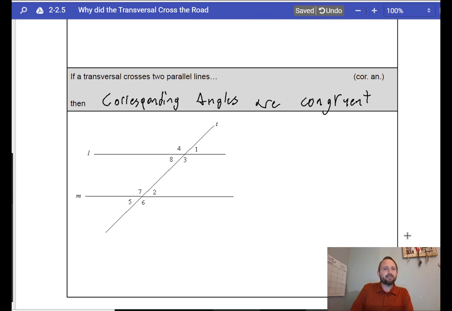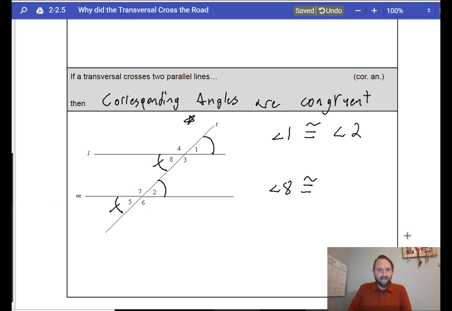So that means, hey, look, top right. What's the number for top right? Please say it right now. It's going to be 1. Okay, let's go down to the line M. What's the angle name of the top right? Okay, so I know that angle 1 is congruent to angle what? Because top right, top right. I know that angle, let's say 8. I don't need to go through every single one of these, but these are corresponding. Angle 8 is congruent to angle what? 5.